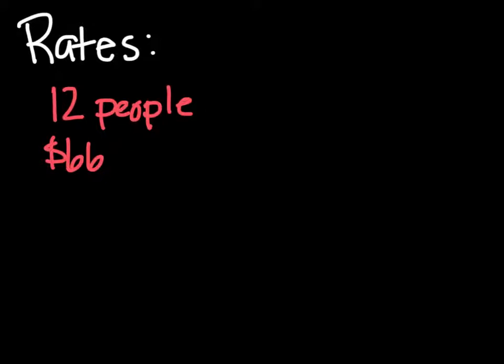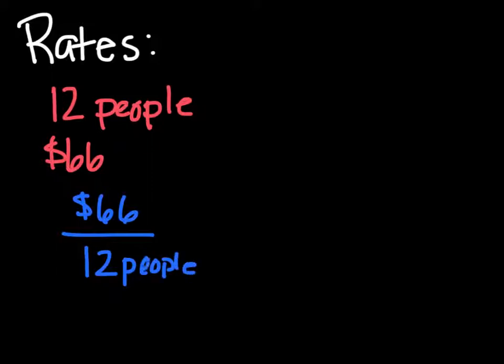Okay, so the first thing we want to do is write a rate comparing the total cost of the party to the number of people at the party. And then we need to rewrite the rate so the denominator is 1. That'll give us the unit rate. Okay, so first step, there are $66 spent for 12 people at the party, right? We want to find out what we spent per person.